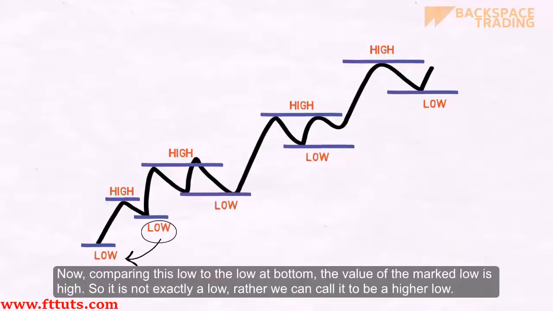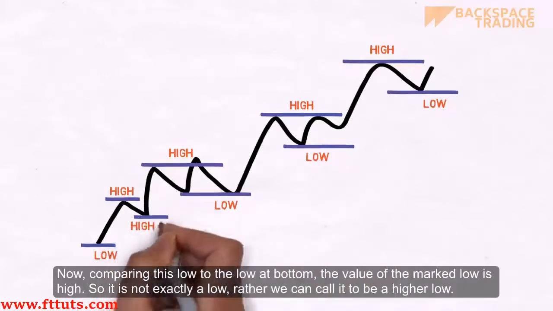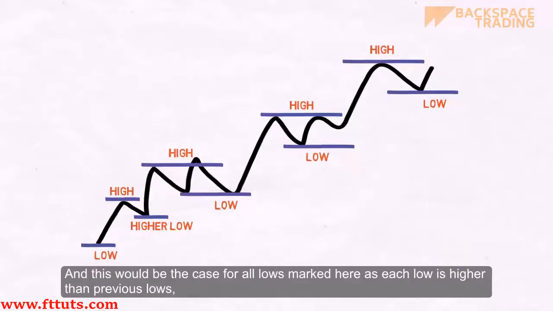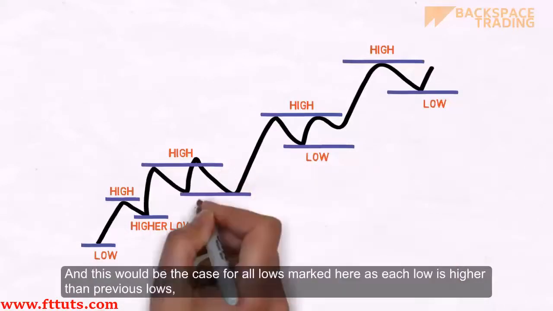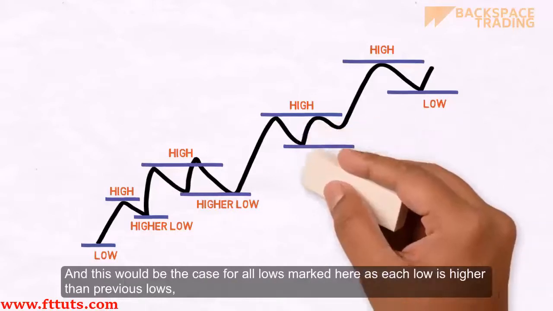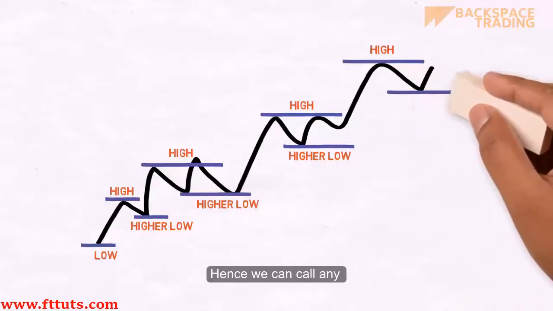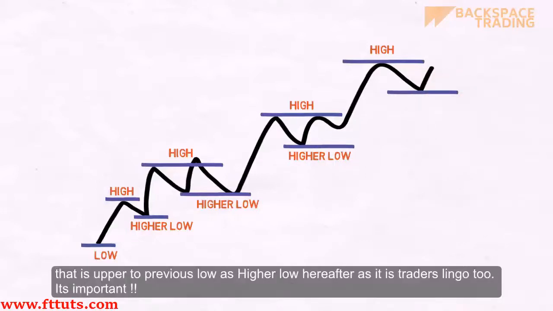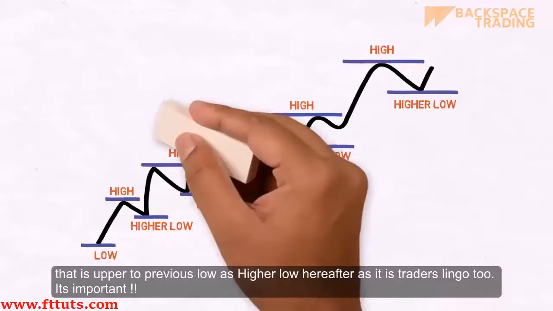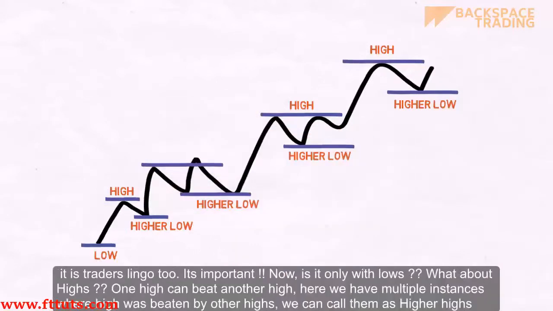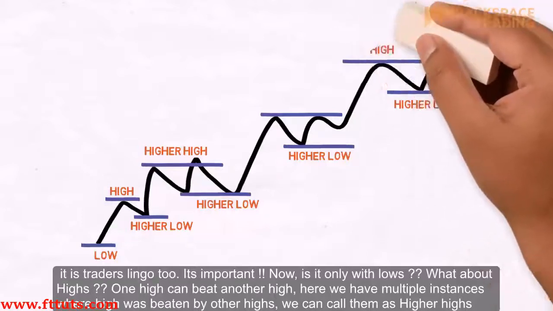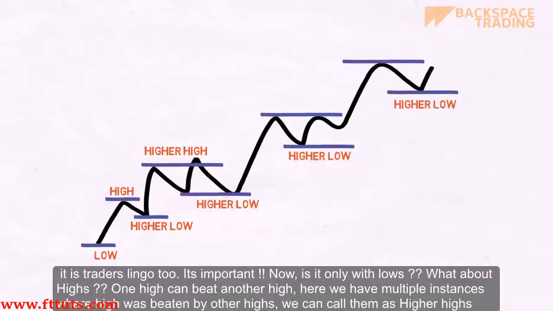See, it's been plotted. Now comparing this low to the low at the bottom, the value of the marked low is higher, so it is not exactly a low, rather we can call it a higher low, and this would be the case for all lows marked here, as each low is higher than previous lows. Hence we can call any low that is above the previous low a higher low hereafter. It is trader's lingo, okay? And it is not only with lows, it is also regarding highs. Even one high can beat another high, so here we call them higher highs.